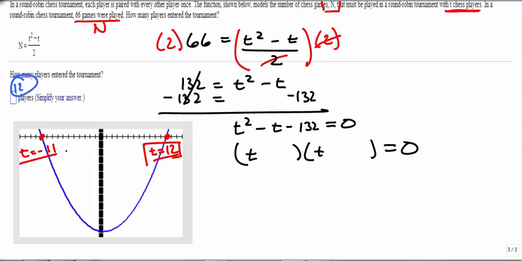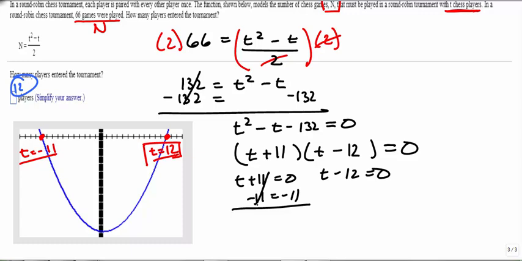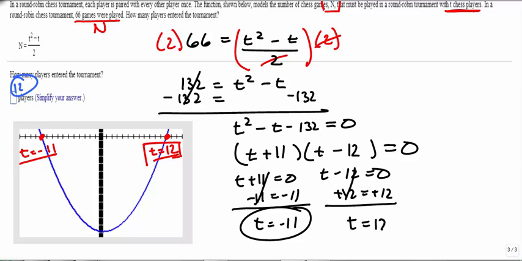So if my root is negative 11, my factor was t plus 11. If my root is positive 12, my other factor was t minus 12. Now if you FOIL this out, you'd get the t squared minus t minus 132 back. Set both of these equal to 0 and solve. Now the cool thing about this is we already know our solution from graphing, but it's nice to verify it by hand. So these are our two solutions.